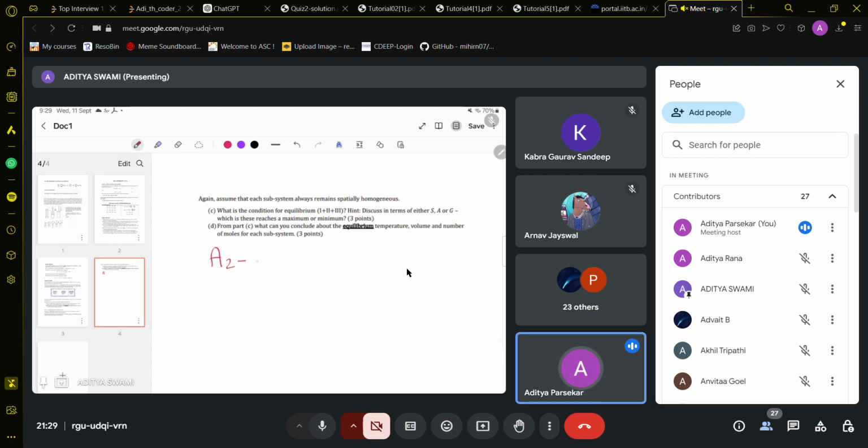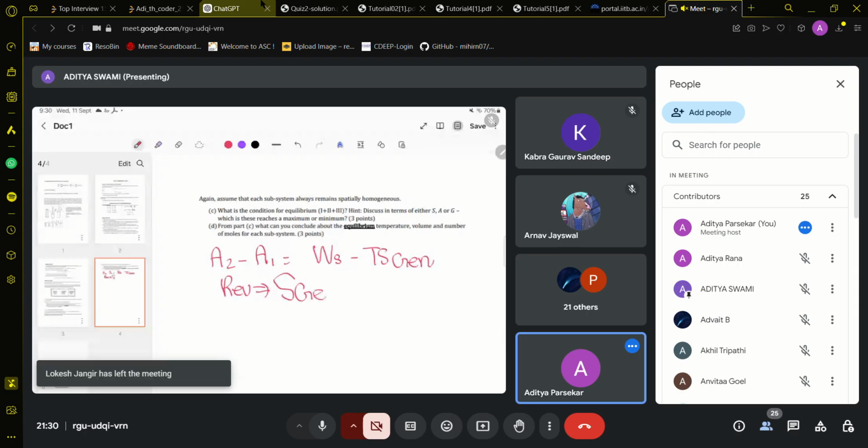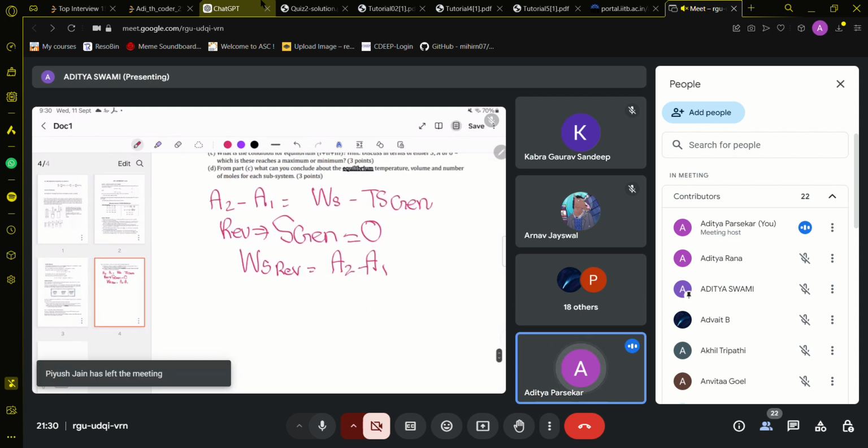So we were at A2 minus A1 equals Ws minus T Sgen. Now we need to look at what's unique in a reversible process. In a reversible process, the Sgen is 0, there's no entropy generated. So then Ws reversible becomes A2 minus A1. And similarly from the above equation, we've ended up proving that Ws is Ws rev plus T Sgen.